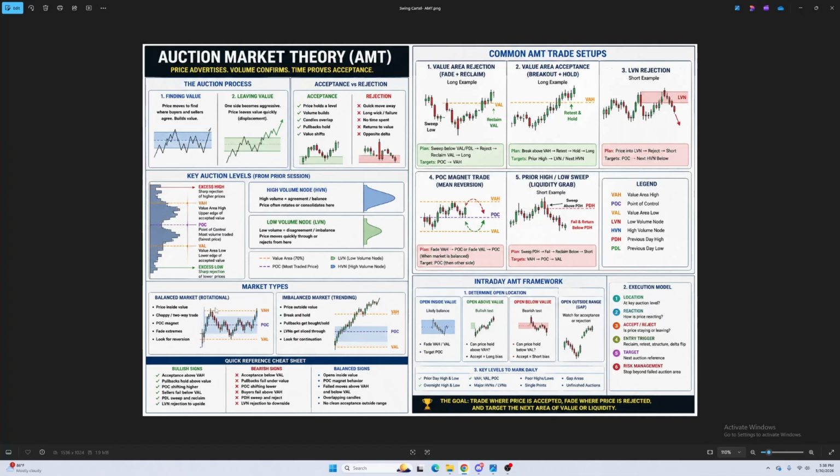You just trade from value area low to point of control to value area low. All right, pretty rotational market. Then we have an imbalance market, which is a trending market, right? Prices are outside the value and every break holds, right?